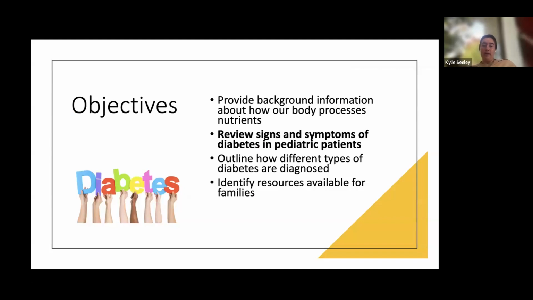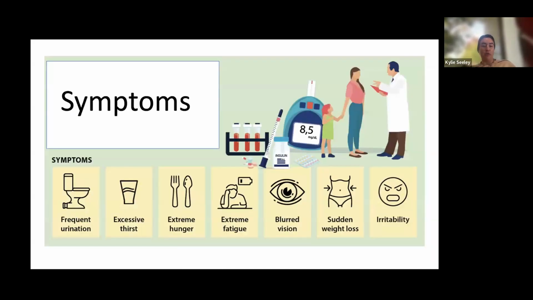Next we'll move on to some signs and symptoms of diabetes, things to look out for and be aware of. Symptoms that you may see: kids will pee more frequently. They may start drinking more than usual. They may feel extremely hungry or very tired. They may also experience blurry vision, weight loss, or be a little bit more irritable than they have been in the past. And what leads to these symptoms?